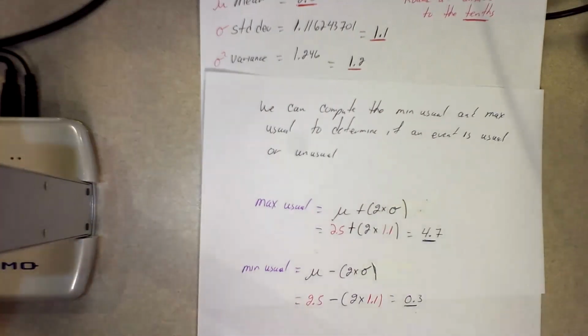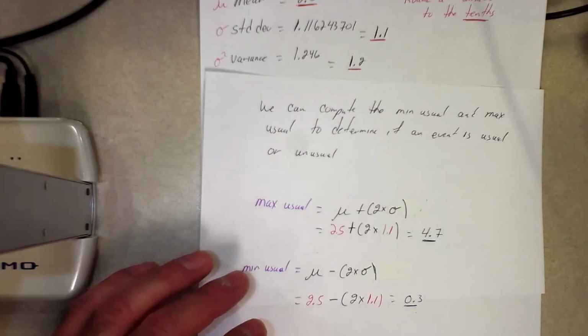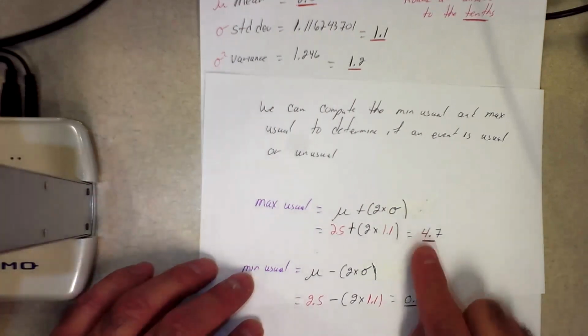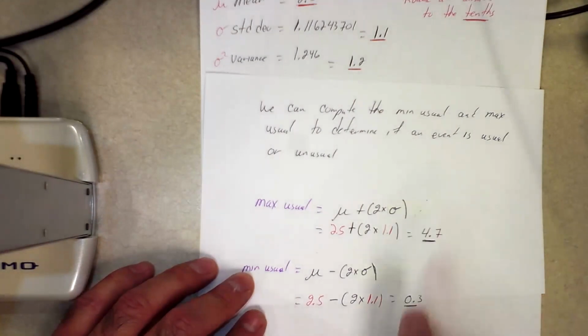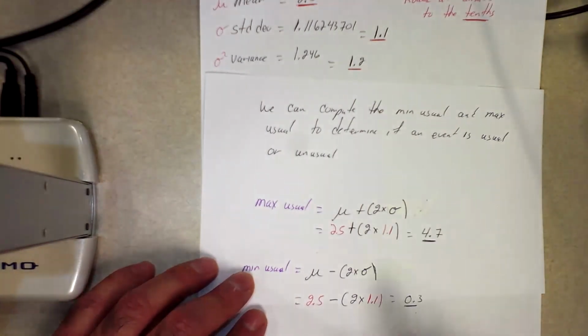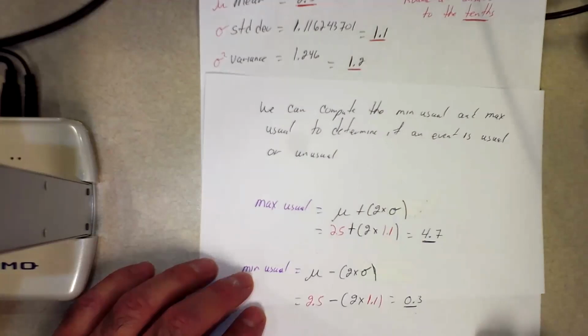All right, so let's say you do another study and you end up seeing that there were six children. Well, that would be unusual because it exceeds the max. What would it be, usual or unusual, if you found there were no children with the disorder?